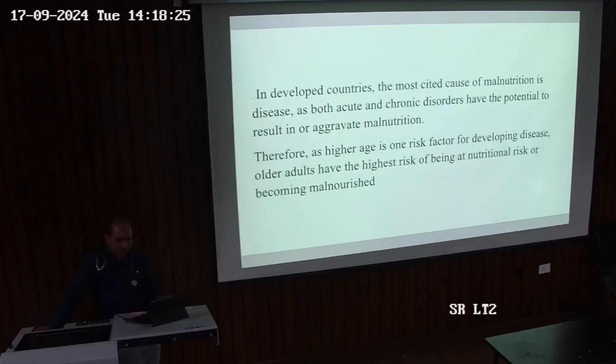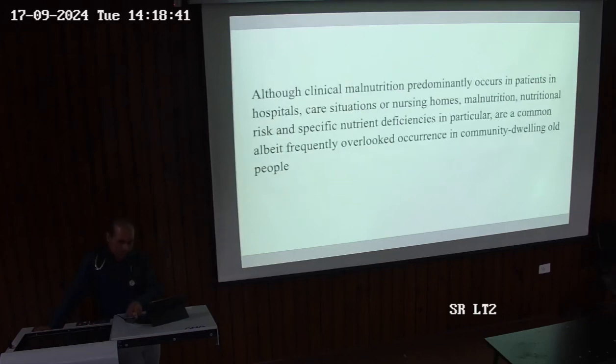In developed countries, the most cited cause of malnutrition is disease, both acute and chronic disease, and therefore age is one risk factor for developing disease. The older adults have the highest risk of being at nutritional risk or becoming malnourished. So clinical malnutrition predominantly occurs in hospital patients.